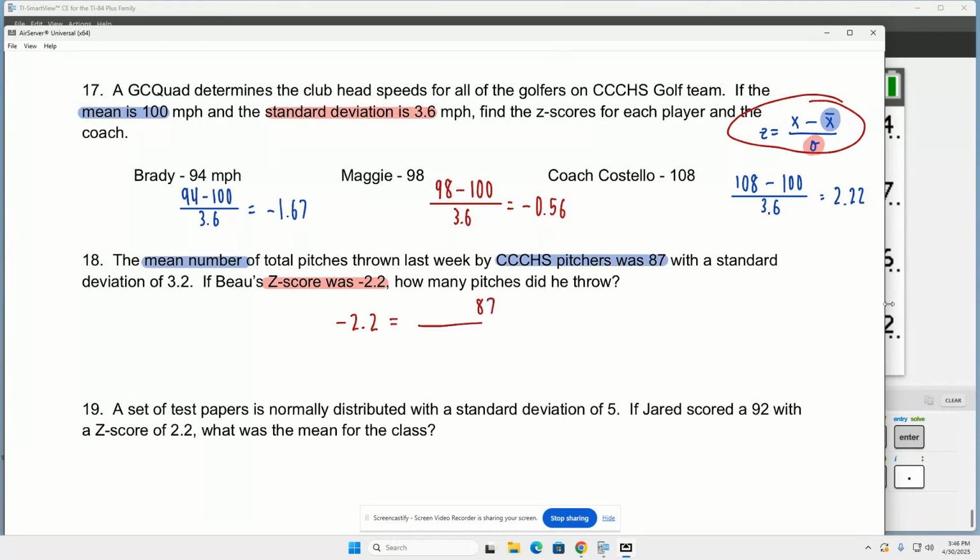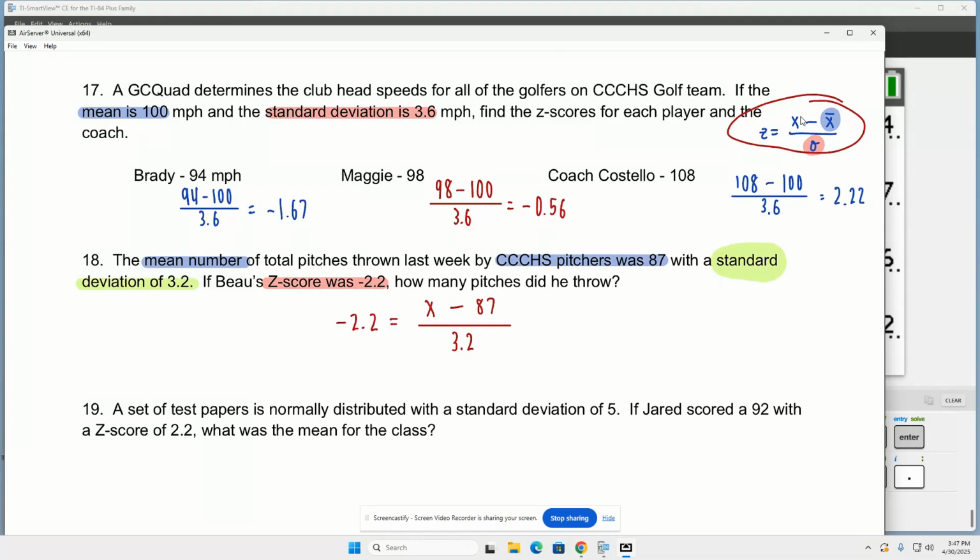All right? Let's see what else they tell me. And there's a standard deviation of 3.2. Well, where does that go? Well, standard deviation's right here. So we're putting the 3.2 right there. So if Bo's z-score was negative 2.2, find out how many pitches. Find out x. We don't know how many pitches he actually threw. So that's what we're trying to find.